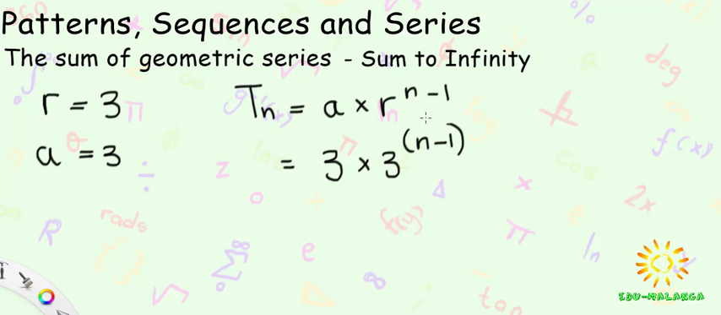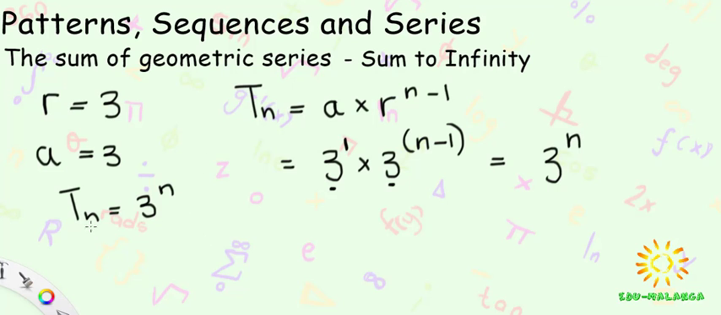If you remember from grade 11, the laws of exponents are that when you're multiplying things with the same base, you add the exponents. So this 3 is essentially 3 to the power of 1. And what the equation will then become is 3 to the power of n, because you have n minus 1 plus 1. So the equation for this series will be that Tn is equal to 3 to the power of n.